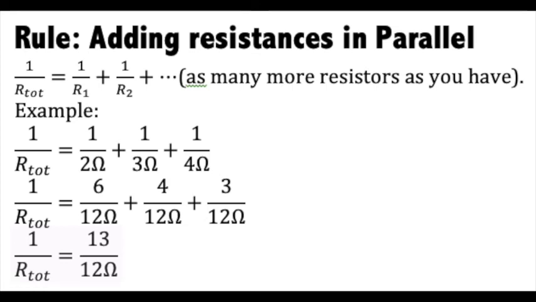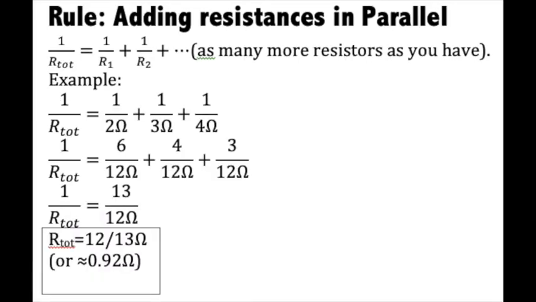13 over 12 ohms. And you might think you're done, but you're not. This is 1 over the answer. So you have to remember to flip it one last time. This is what students always forget to do. So our total is actually the reciprocal of that, the flip of that. So our total is actually going to be 12 over 13, 12/13ths of an ohm.